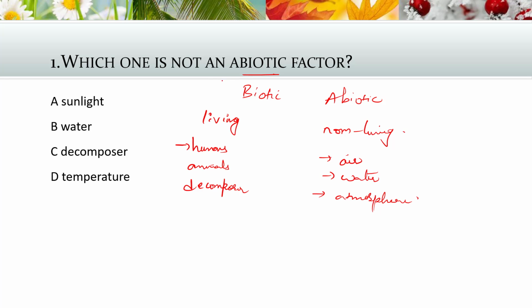Now the question is, which one is not an abiotic factor? Now you could answer this question easily. Sunlight, water, decomposers and temperature. So sunlight, water and temperature are the non-living things which come under the abiotic. But what comes under the biotic factor is the decomposers. Decomposers are also living things. They may be minute creatures, but they still come under the living things. So C would be the correct option.